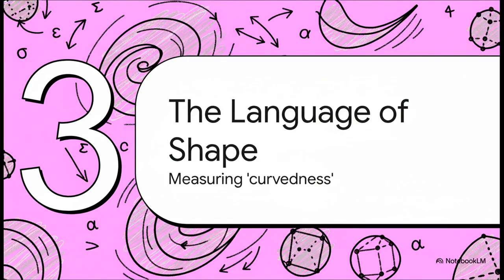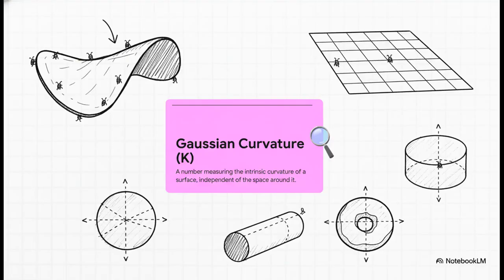And now we have all the tools we need to finally tackle our main question. We've gone from simple curves to understanding the local properties of surfaces. It's time to reveal the secret language that lets us finally measure curvedness. The answer comes down to this: a single, incredibly powerful number called Gaussian curvature, which we usually just write as the letter K. And the absolute key to understanding this is the word intrinsic.